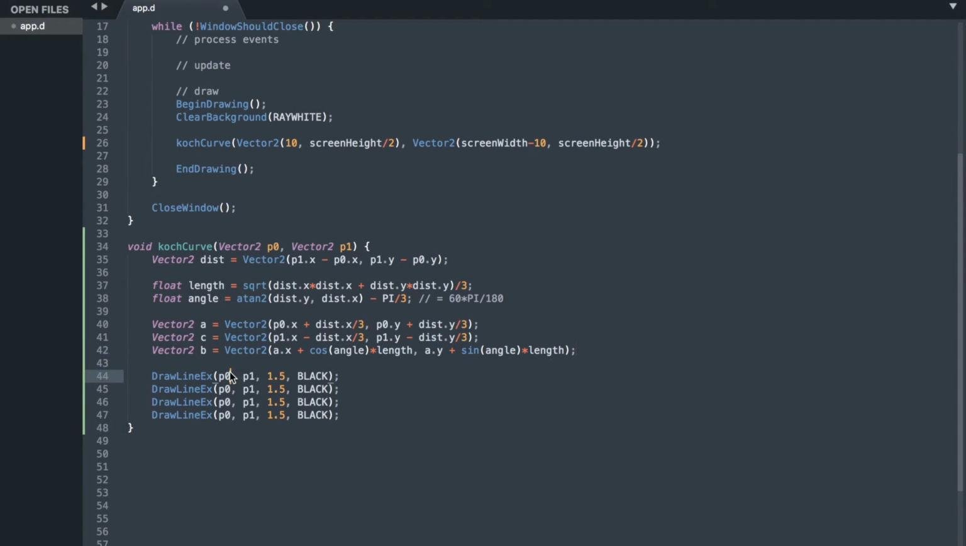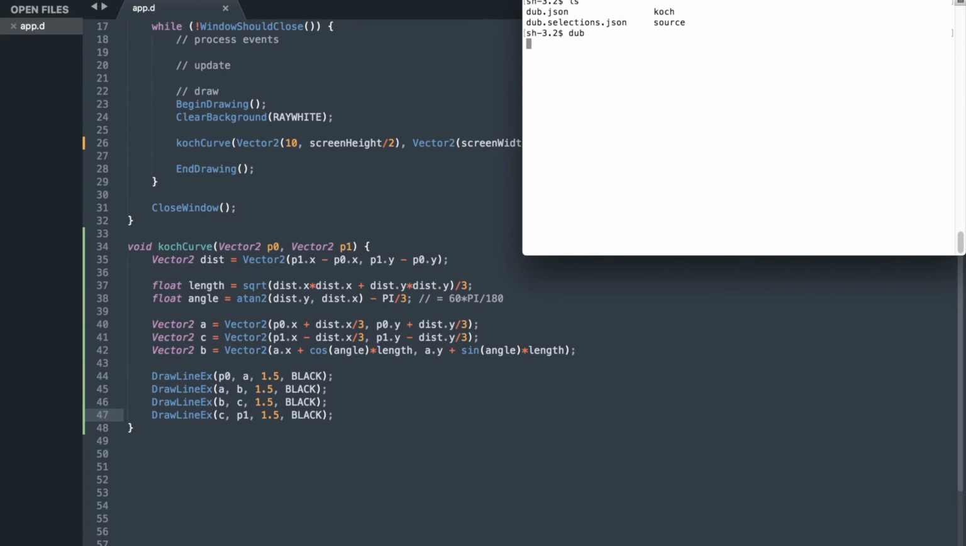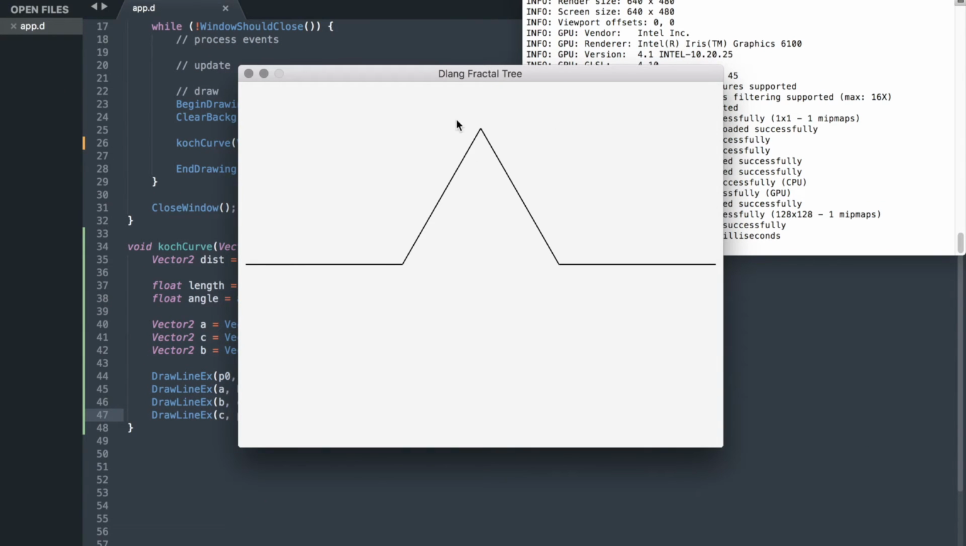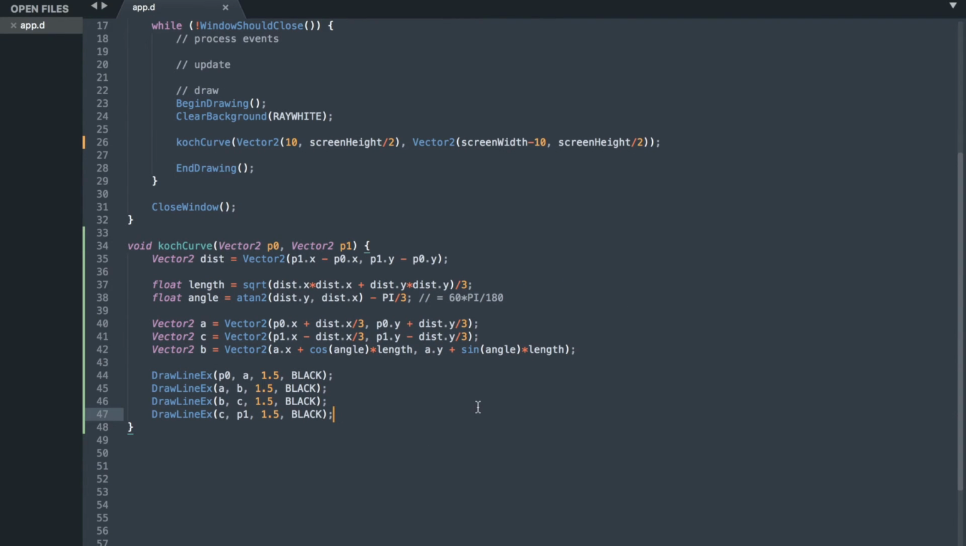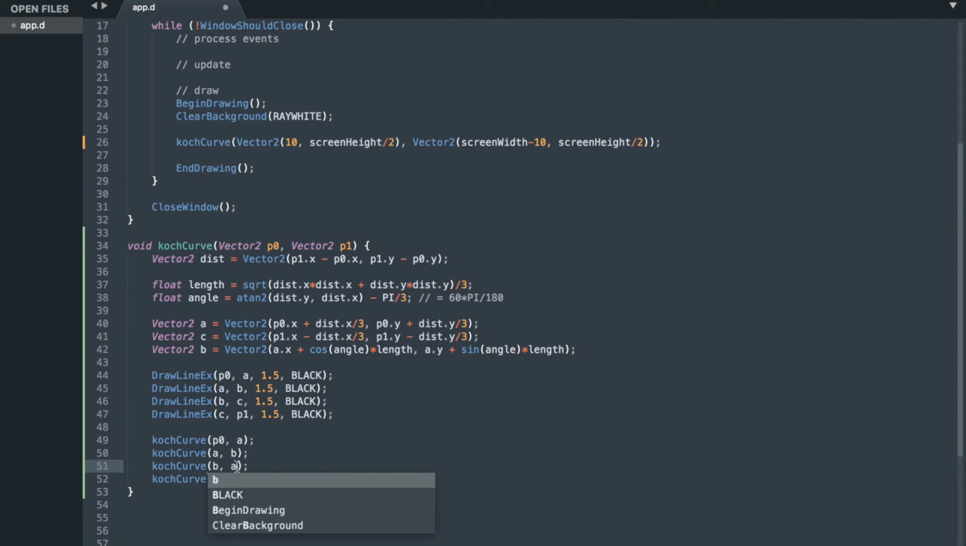Alright, let's draw the lines. Now we need to iterate each step again and again. We can use recursion for that. So instead of calling the drawLine function, we can call the Koch curve function on each line segment. It will divide those segments into smaller ones, and will continue doing so until the program crashes or freezes up.